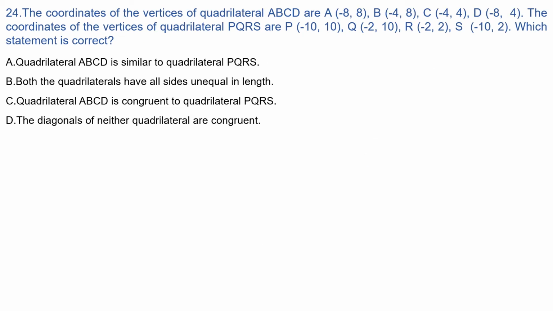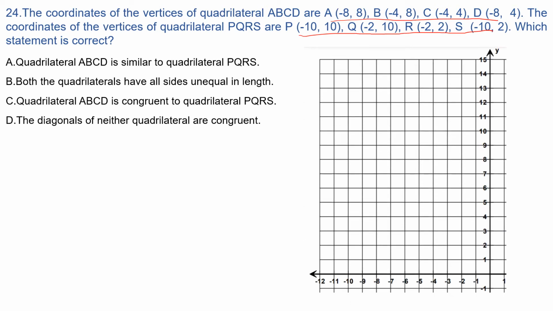Let's take a look at number 24. It's a similar problem where we have ordered pairs. It says the coordinates of vertices of quadrilateral ABCD are given. So we have them right here. The coordinates of vertices of quadrilateral PQRS is right here. Which statement is correct? So the first thing we want to do is plot these points.